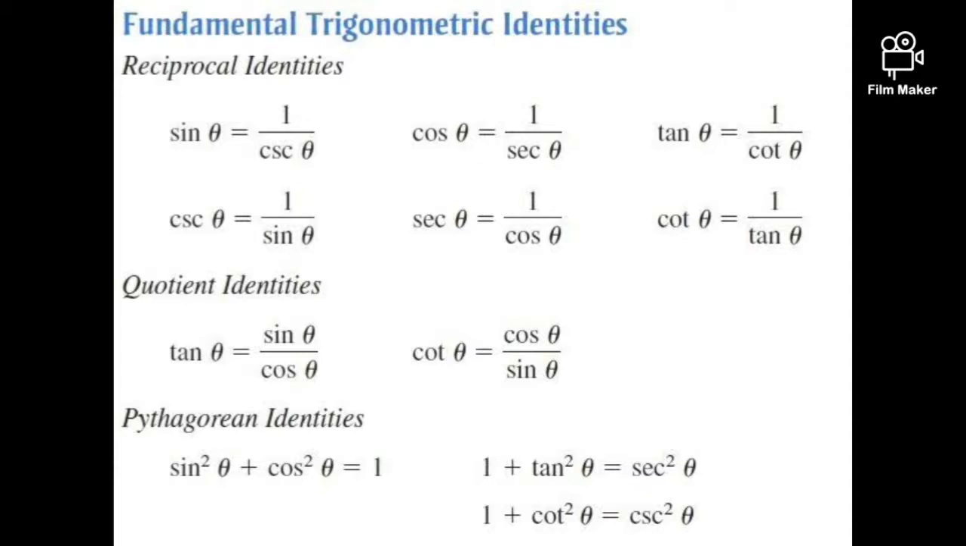The next type of identities we learned were the quotient identities. The quotient identities were tan theta is equal to sine theta by cos theta and its opposite, that is cot theta, is equal to cos theta by sine theta. The next type of identities were the Pythagorean identities, which were sine square theta plus cos square theta is equal to 1, 1 plus tan square theta is equal to sec square theta, and 1 plus cot square theta is equal to cosec square theta.